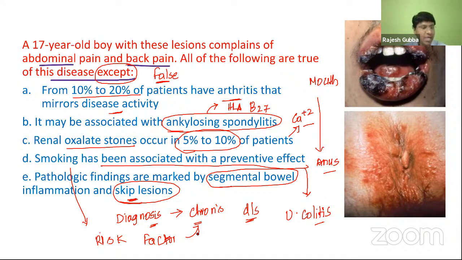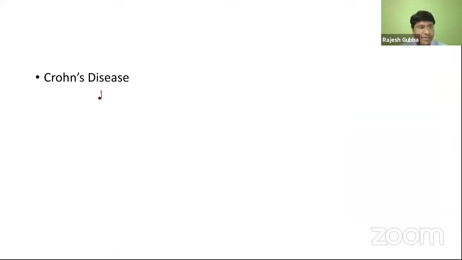Now, please tell me, how do you treat these patients with Crohn's disease? Can anyone tell me the treatment of Crohn's disease? So the treatment, remember, it all depends upon the site as well as severity. Yes, Aniket Raj, ankylosing spondylitis is associated with ulcerative colitis, and it is also associated with Crohn's disease as well. Yes, whatever you are saying is correct. But the treatment completely depends upon the site as well as the severity.